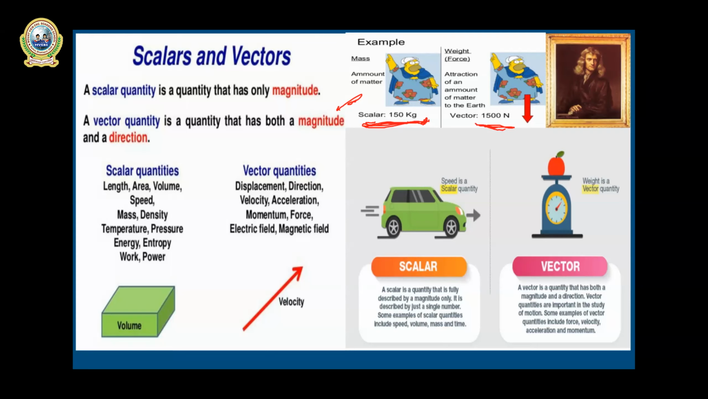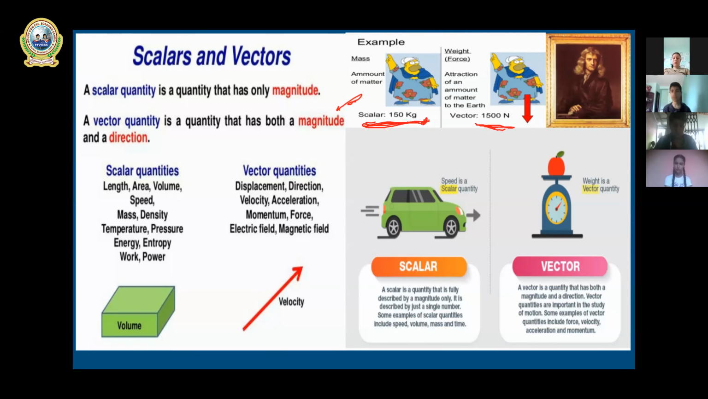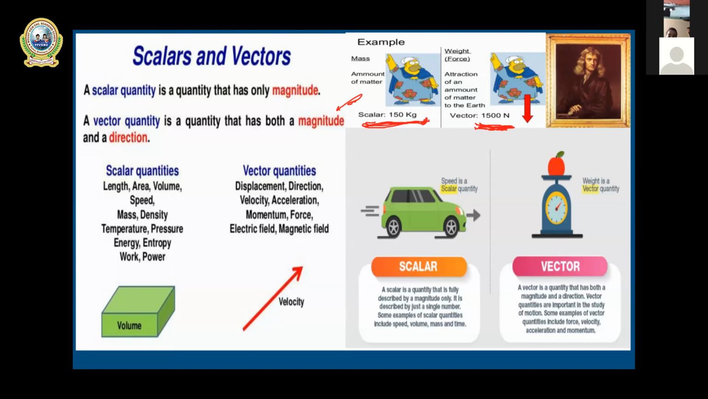And since the weight of a body depends on small g, that is acceleration due to gravity, weight is also a vector quantity. See, the 1,500 Newton, that is the magnitude, and the direction is shown downward towards the center of the earth, so it is a vector quantity. Understood? Okay, so first, class 9: the quantity which has magnitude only is scalar.